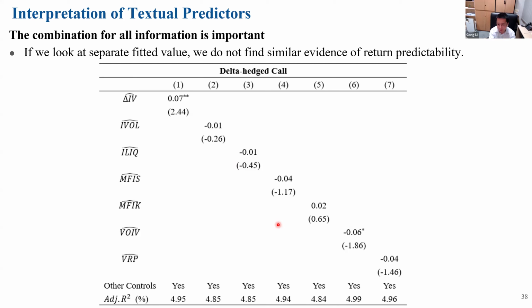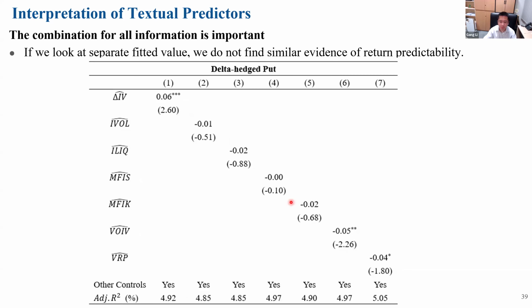Okay, so this table just illustrates the idea that if we use textual information to fit each of those components and use it to forecast option returns, except for the future implied volatility change, none of them can survive after controlling for existing option return predictabilities. I just want to illustrate the importance of analyzing our result as a combined effect across different sources. Same for the delta-hedged option returns.